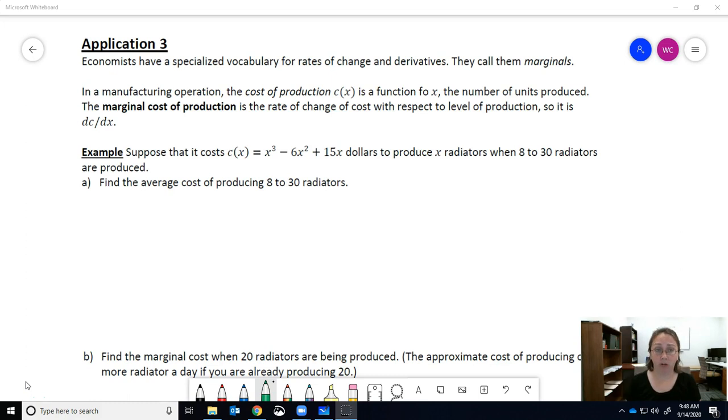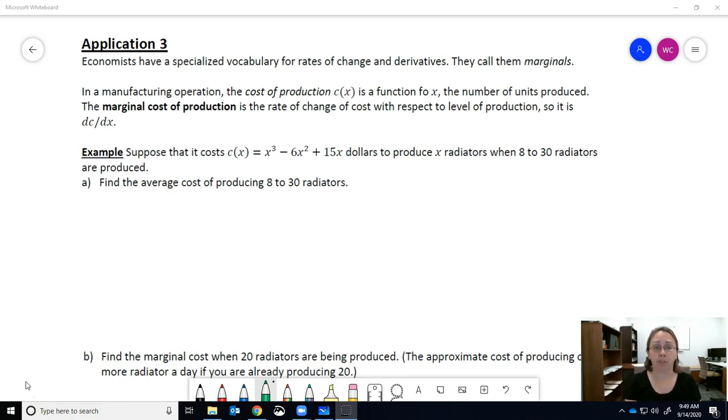In a manufacturing operation, the cost of production, we're going to represent that with the C of X function, is a function of X, the number of units produced. So C is the cost, where you plug in X, how many you're producing. So it'll tell you how much it costs to produce X of the units. The marginal cost of production is the rate of change of cost with respect to the level of production. So it is dC/dx. So the marginal cost is the derivative of your cost function.